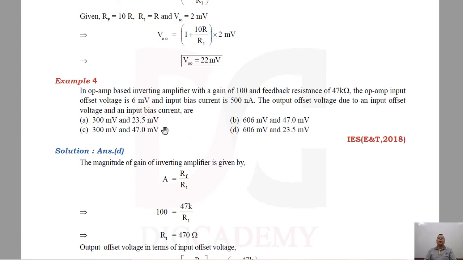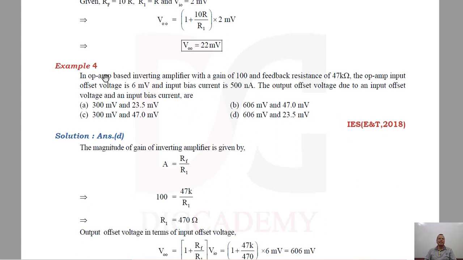Fine. Now let us see this question. This was in electronics 2018. In an op-amp based inverting amplifier with a gain of 100, you are given the gain of the amplifier. The feedback resistance is 47 kilo ohms. The op-amp input offset voltage is 6 millivolt. Input bias current is 500 nanoampere.